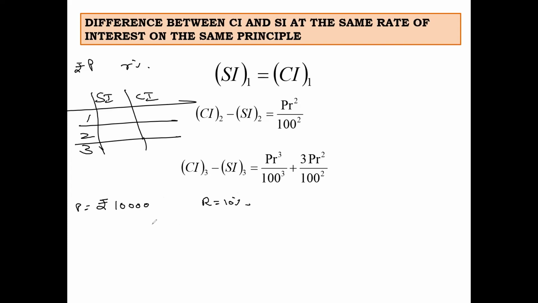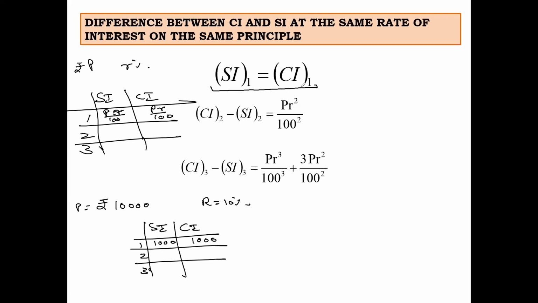We get simple interest and compound interest for year 1, year 2, year 3. So I'll do the starting calculation. Simple interest for the first year will be 1,000 rupees. Compound interest for the first year will also be 1,000. Basically, interest in both cases will be P into R upon 100. Is this okay? And therefore, I can say simple interest for year 1 is equal to simple interest for year 2.